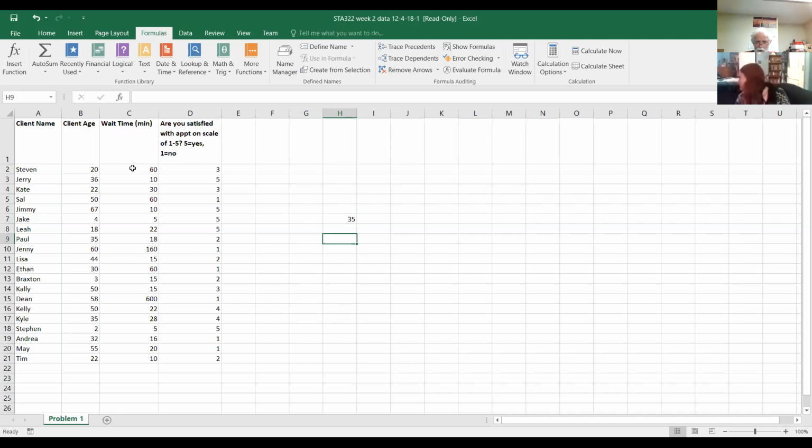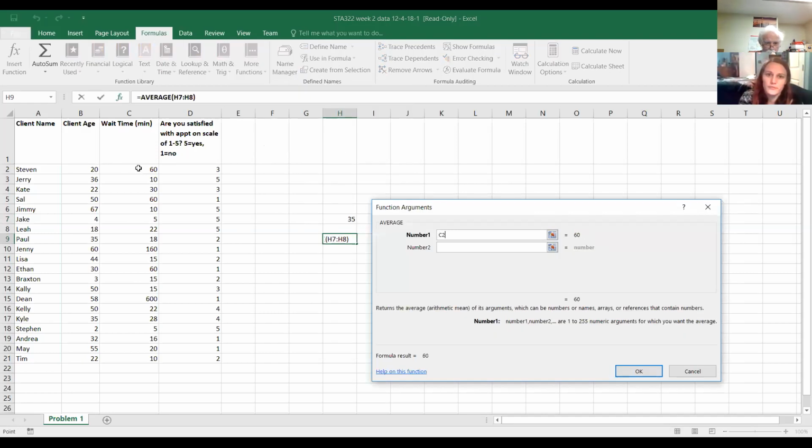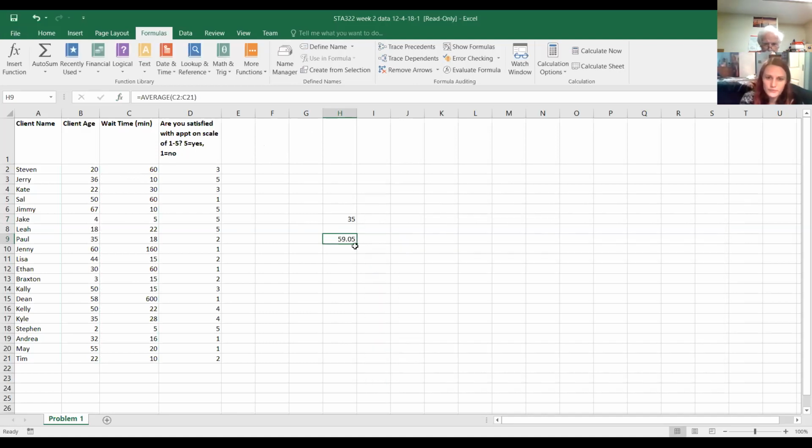When you did this in the assignment, you did everything correctly, but I know you didn't know how to use the formulas. So let's do the same. We'll do the average of this range and come up with an average wait time of 59.05 minutes, or almost an hour.